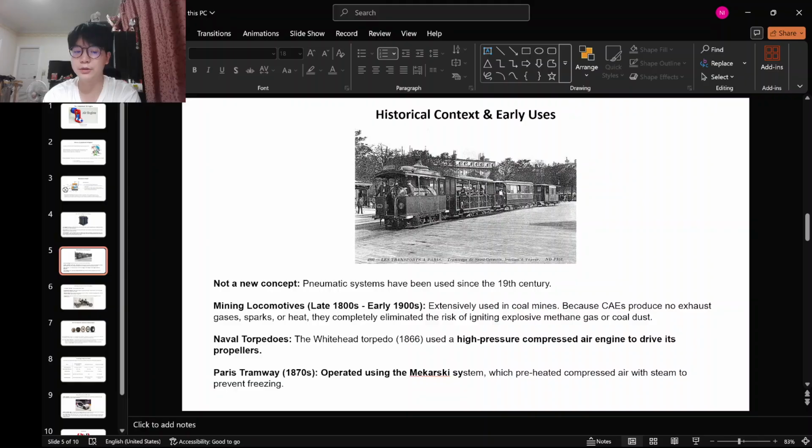The naval torpedoes. The Whitehead torpedo in 1866 used a high-pressure compressed air engine to drive its propellers. The Paris tramway in the 1870s operated using the Mekarski system, which preheated compressed air with steam to prevent freezing.